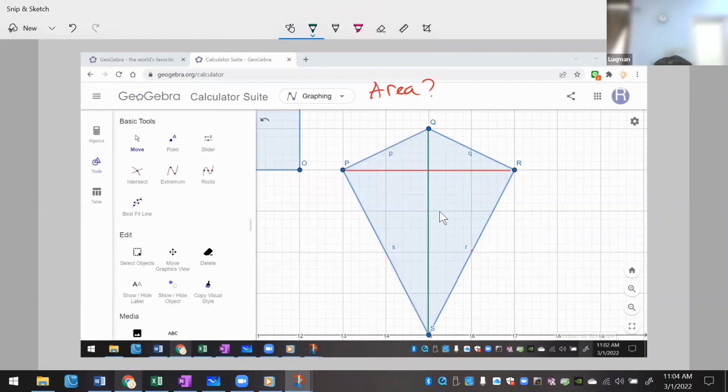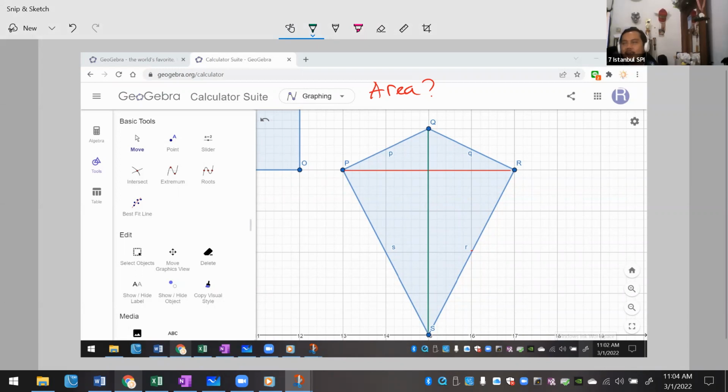D1 sama D2 bukan sih, Pak, biasanya? Iya, bener Lukman. D1 sama D2 terus diapain? Dikali terus? Dibagi aja. Dibagi berapa? 2 bukan sih, Pak? Dibagi 2. Yes, Lukman.